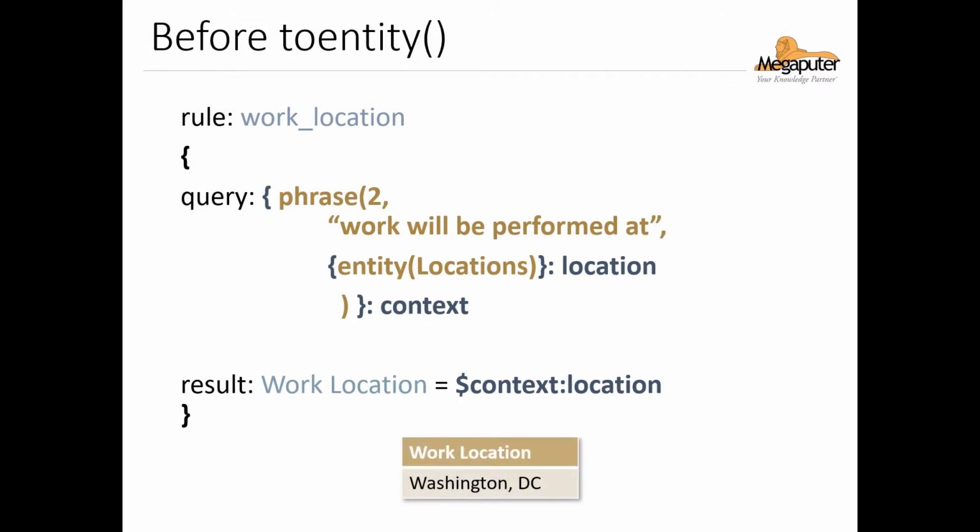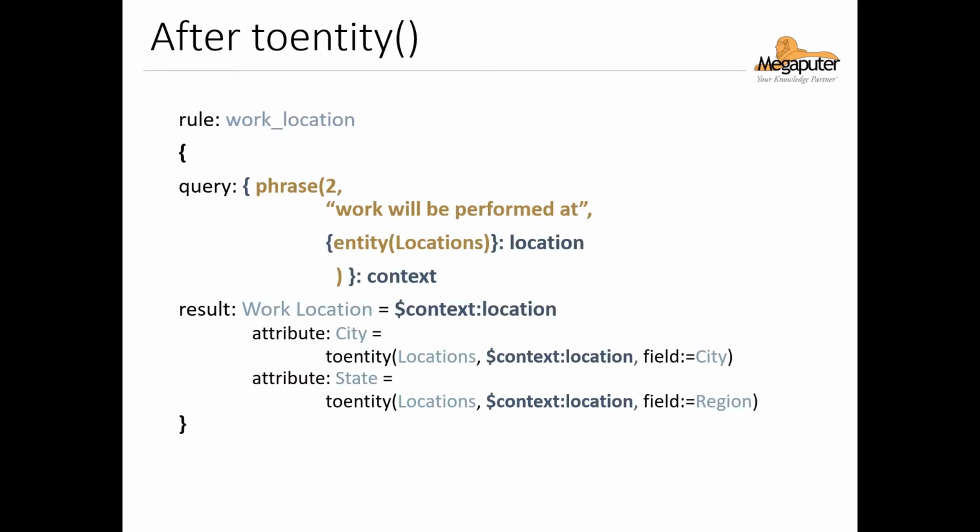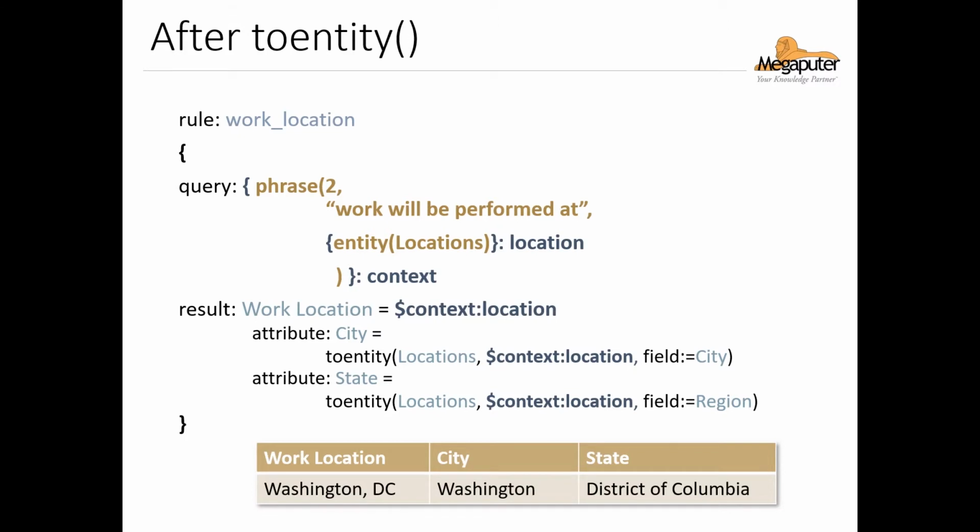In some cases, that might be fine for our needs, but if we wanted to return something with more information, perhaps something more sophisticated like this, we have to use the toEntity function in our result block. And now we have a dataset of not only the verbatim from the record, but also the city and the state attributes.